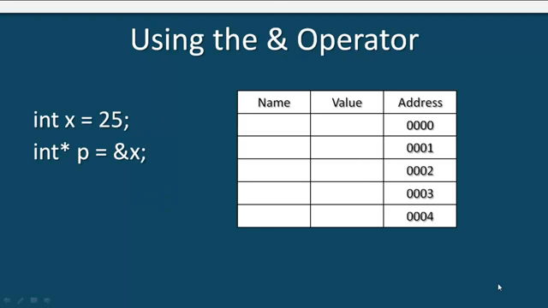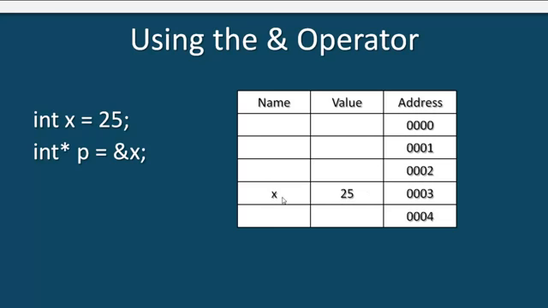Alright, so let's take a look at an example using the address of operator, and we're going to go back to the original example that we started with when we first started talking about pointers. In this example, we have this integer variable X, and we have the value of 25 assigned to X. So we can imagine here in memory that at some particular location, we're saying at address location 3, we have this value of 25 and we have the variable X associated with it.